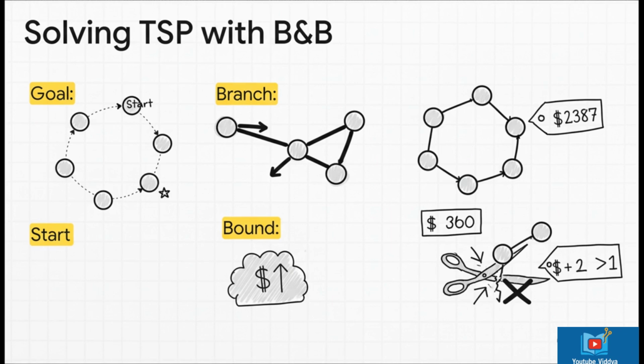So here's how branch and bound attacks it. It branches by picking a next city to go to. Then it calculates a bound. That's the distance you've already traveled, plus a really optimistic guess for the rest of the trip. And here's the prune part. If that total estimated distance is already longer than a full tour you found before, you just throw that path away, right? Why waste time on it if you know it's already a loser?